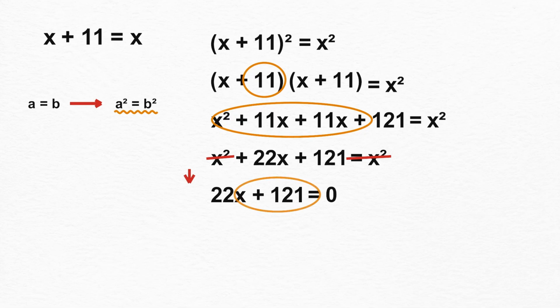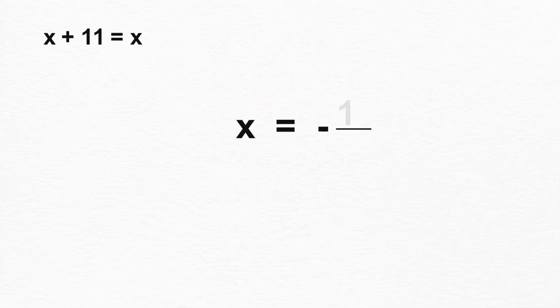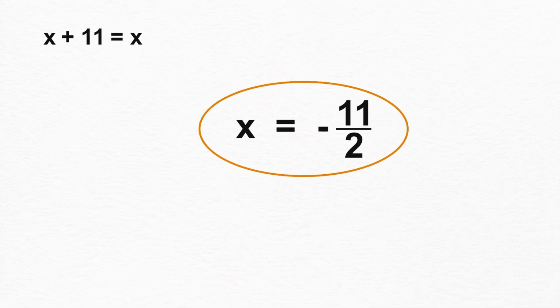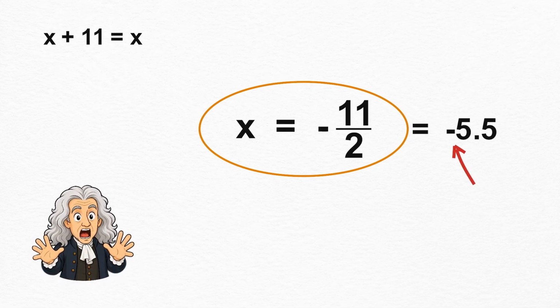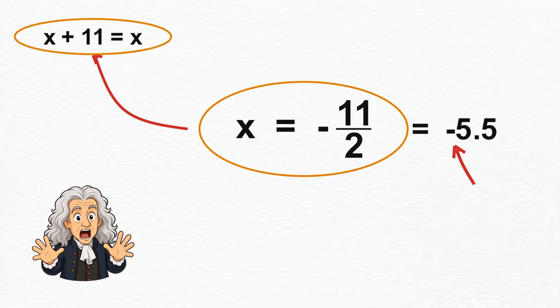Send the 121 across. 22x = -121. Divide both sides by 22, then top and bottom by 11. And x = -11/2, -5.5. A clean, ordinary number out of an equation that cannot have one.